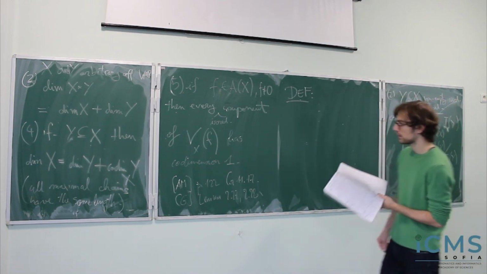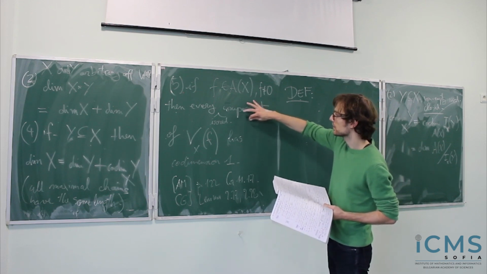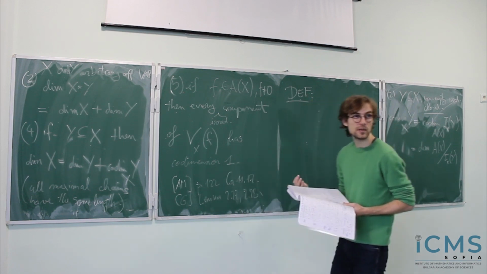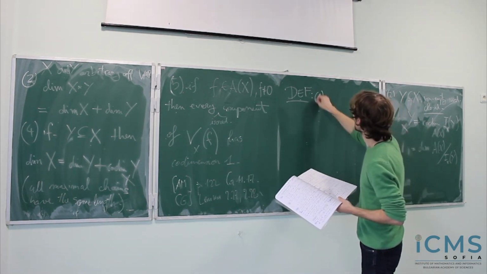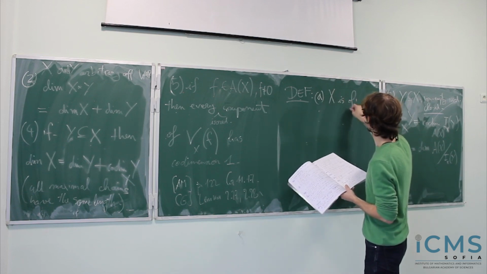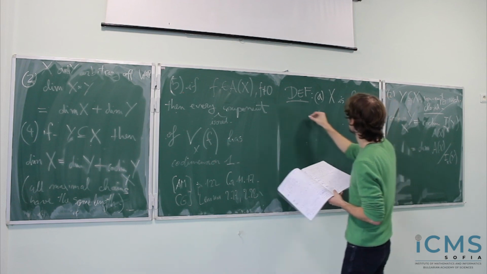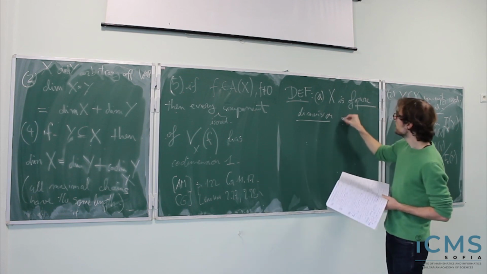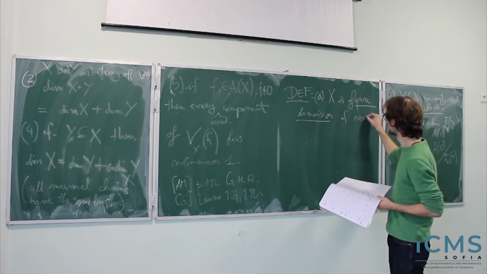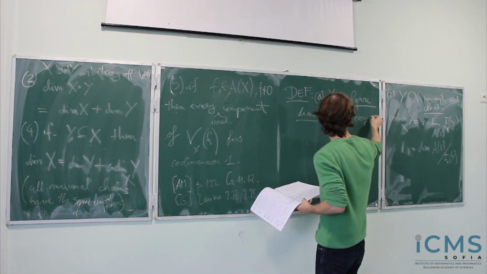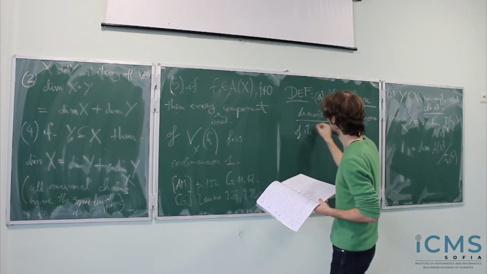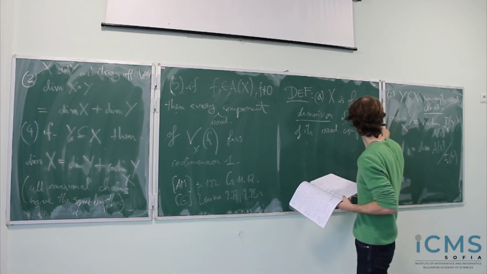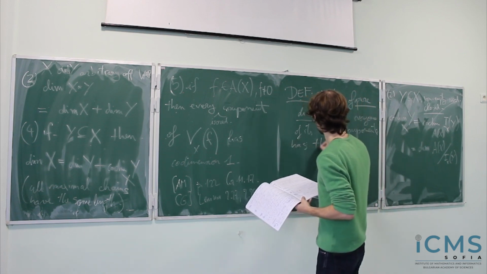Now, considering this type of statement here, that every irreducible component has the same dimension, well, this will become a sort of definition. So X is of pure dimension if every one of its irreducible components has the same dimension.